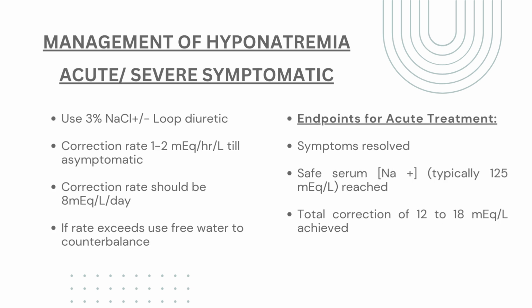For management of acute or severely symptomatic patients, we should be using 3% sodium chloride. We use a loop diuretic along with 3% sodium chloride if the patient is at risk of volume overload. The correction rate should be 1 to 2 milliequivalent per liter per hour till the patient is asymptomatic. Correction rate per day should not exceed 8 milliequivalent per liter. Because it is a safe range, we do not go to 12 milliequivalent per liter per day.